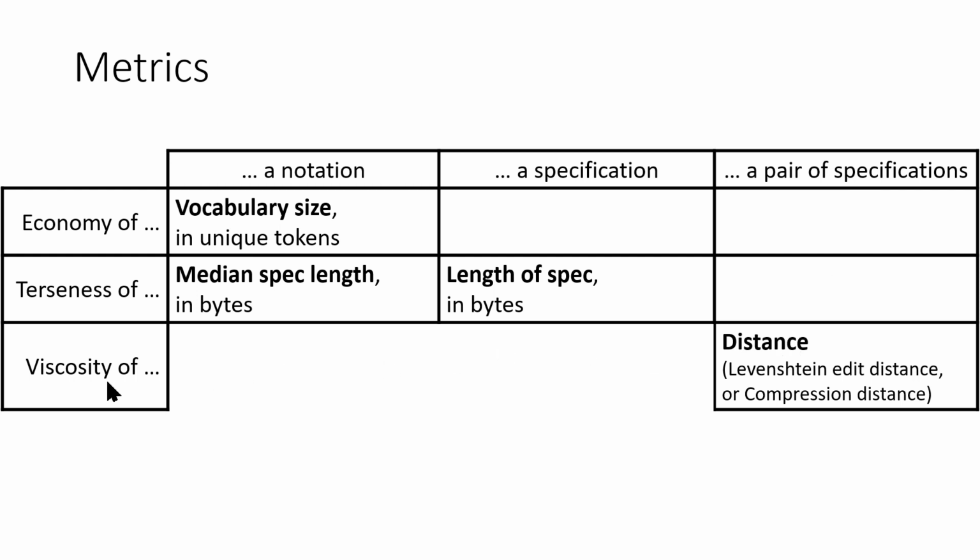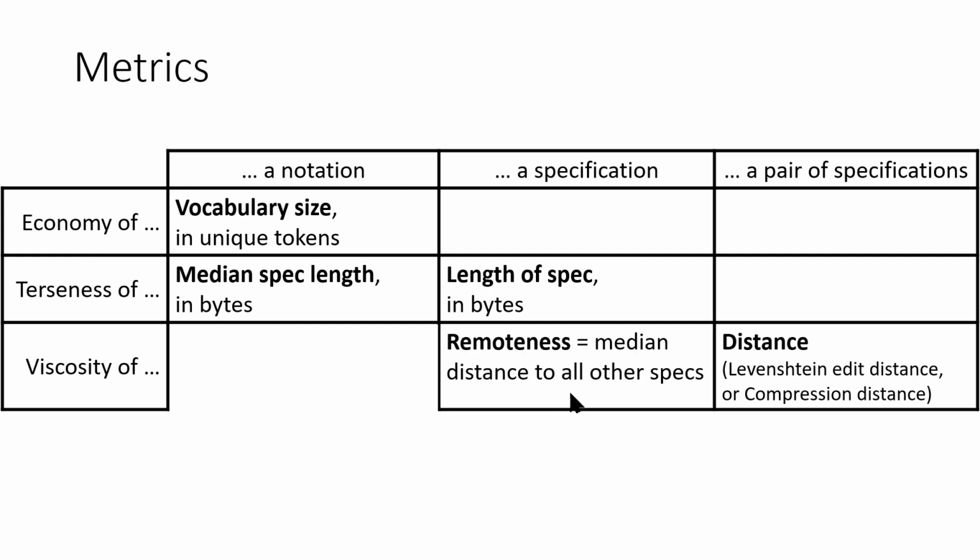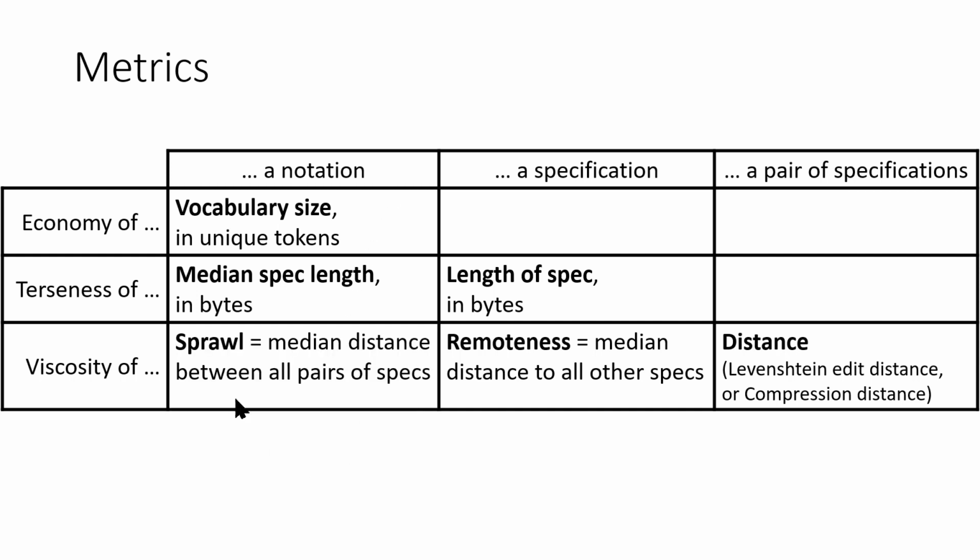Another idea which I showed earlier, that is the idea of a distance between 2 specs, between a pair of specs. So that captures the idea in the cognitive dimensions of viscosity. How difficult is it to get from one spec to another? So now that we have a distance between a pair of specs, we can then talk about the distances associated with a single spec, and that's remoteness, which I mentioned earlier as well. The remoteness of a spec is the median distance to all other specs. And then finally, we can quantify the distances associated with a single notation, and we call that the sprawl. So the sprawl of a notation is the median distance between all pairs of specs.